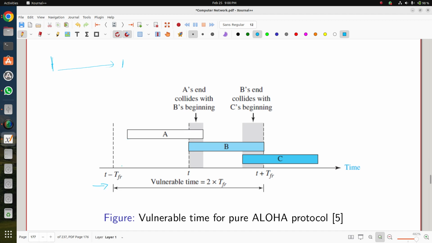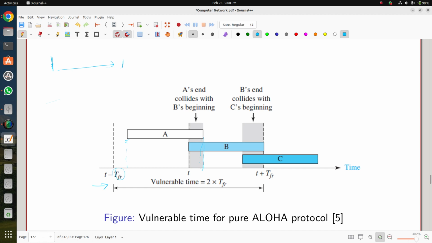On this axis you have time. Let's say at this point your frame is transmitted, and you know that your frame transmission will be completed after TF time. That means you did the transmission successfully. Suppose you send a packet and then you get a response, so the total time is called TF. So the time from here to here is TF time. This time is TF.